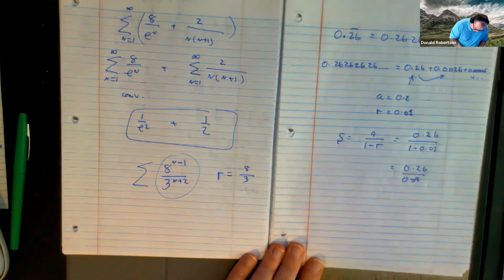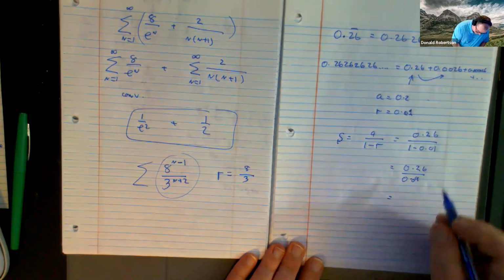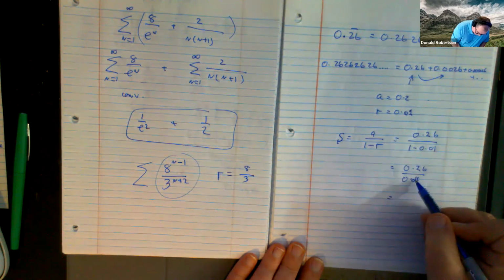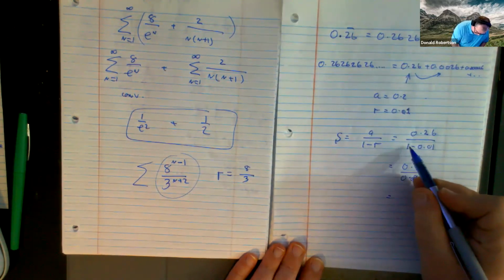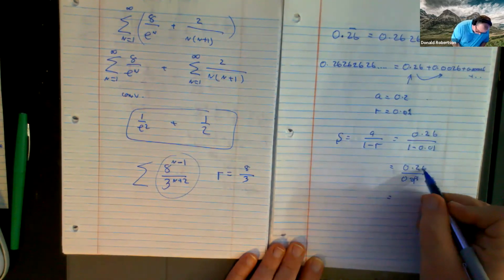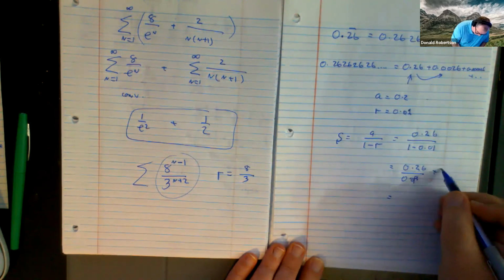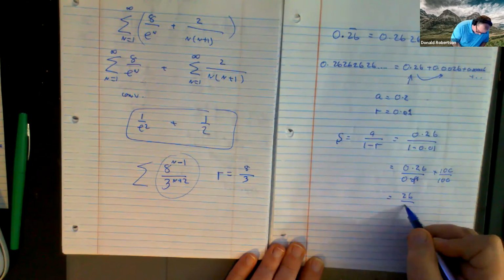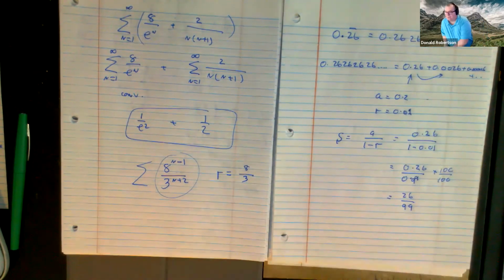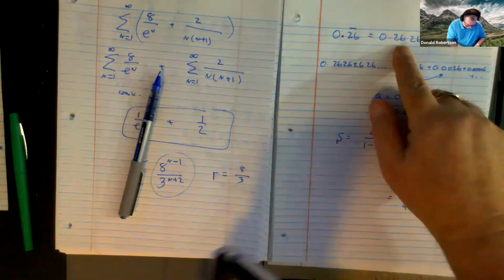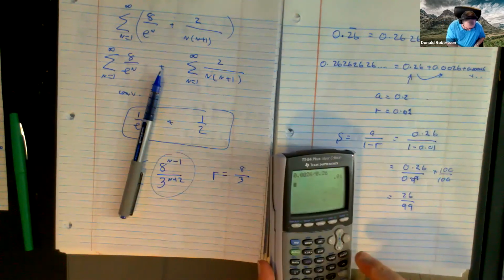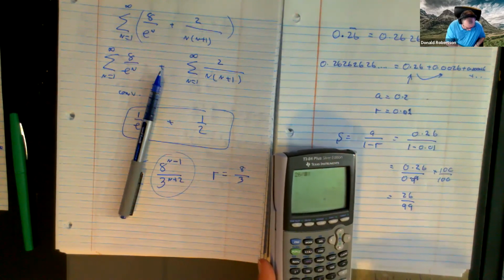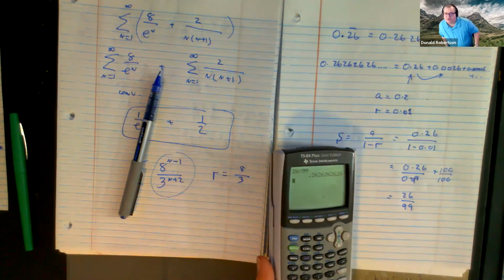So 1 take away 0.01 is 0.99, and we have 0.26 over 0.99. If I multiply by a special version of 1, in this case 100, I have just created a fraction, 26/99, that is the same as that guy. So I should check it. Is 26 divided by 99 0.26 repeating forever?